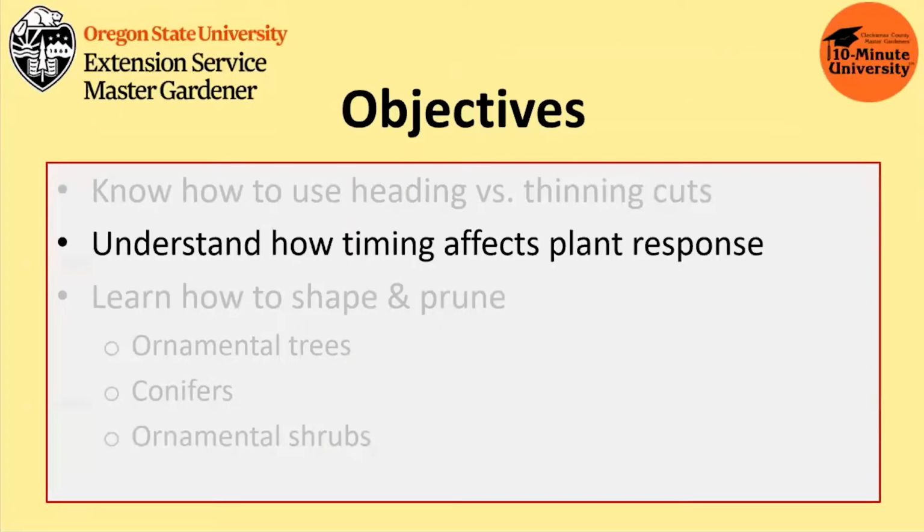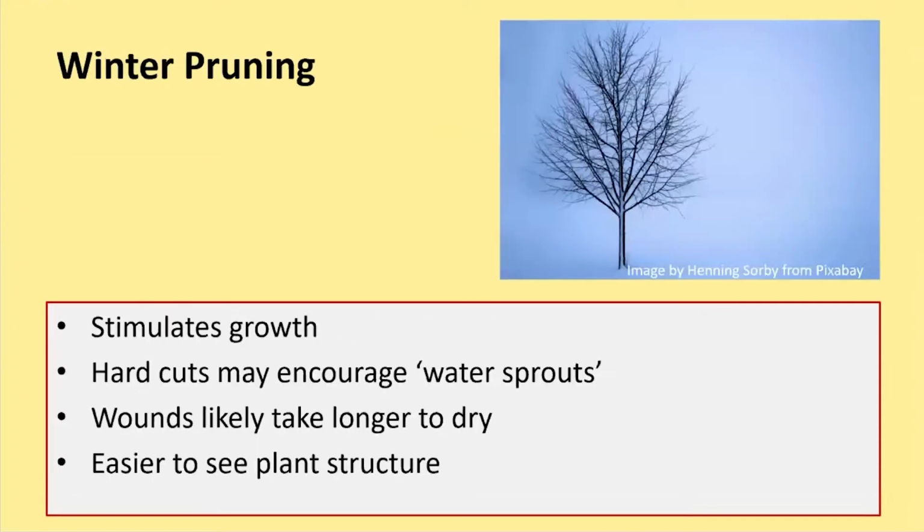All right, let's move on and talk about how timing affects plant growth after the plant is pruned. So we know if we want to stimulate new growth, we want to prune in the winter. In the winter, it's easier to see the plant structure. And in addition, when spring comes, that pruning is going to stimulate growth. Just bear in mind, hard cuts will encourage a very vigorous growth response and often encourage what we call water sprouts, which is the term for the vertical shoots reaching for the sky. And also, when we make cuts in the winter, it's going to take longer to dry. So for plants that may be easily attacked by pathogens, it may not be such a good time.